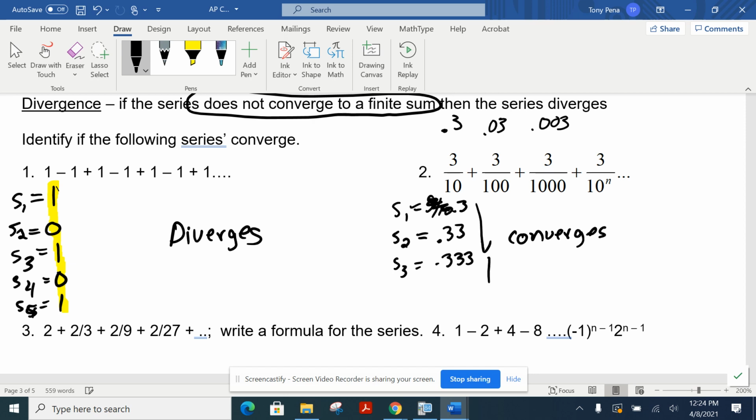What is this as we go further and further down? We're just going to get closer and closer to what? 1/3. So this does converge, and it converges to 1/3. All right. Just because it's an infinite sum doesn't mean that we can't converge. We just showed right here that we definitely still have a sum.